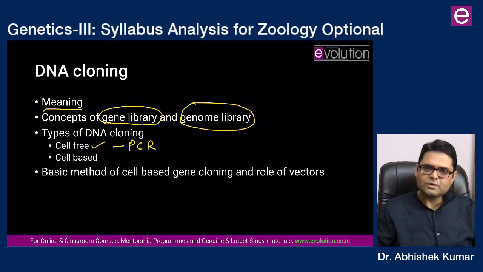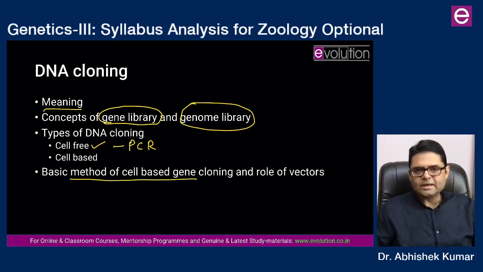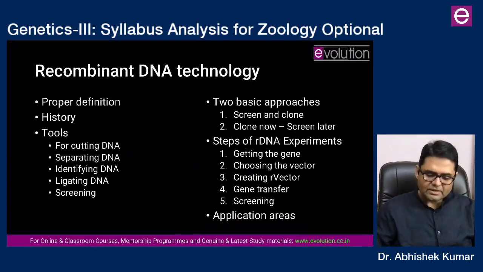So cell-based cloning you have to study in detail, and after that you will go with the basic method of cell-based cloning and the role of vectors in the entire process. Once you have developed this entire understanding of DNA cloning, you are good to go to the next topic, that is recombinant DNA technology. Recombinant DNA technology, in my opinion, is a slightly larger topic where there are a number of small topics, plus there are a number of hidden topics also.